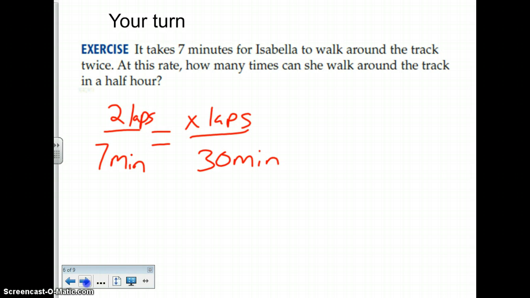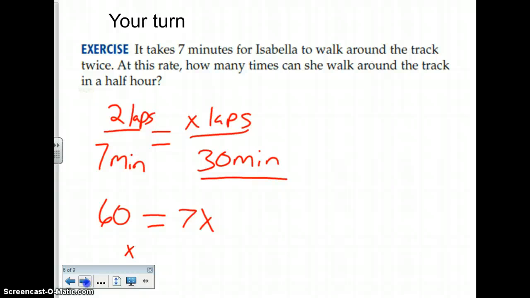Okay, so in this one, Isabella takes 7 minutes to go 2 laps. How far can she go in a half hour? And for the half hour, I went ahead and used 30 minutes. So we'll have 60 equals 7x. I can simply solve for x and end up with approximately 8.6 laps. I guess if we go to the hundredths, it's going to be 8.57.